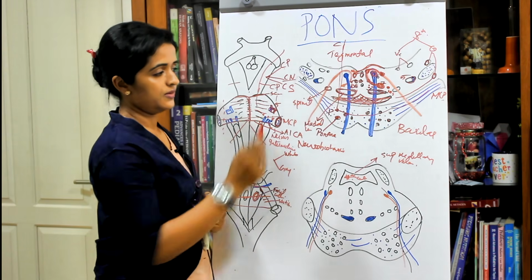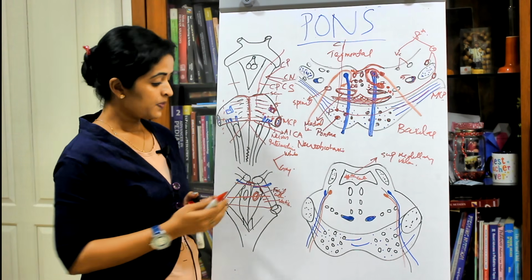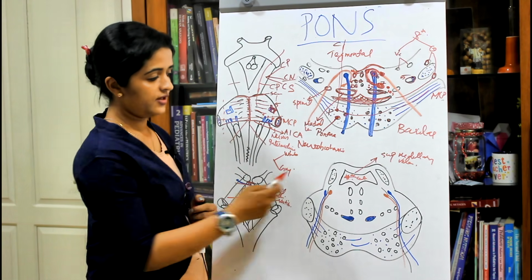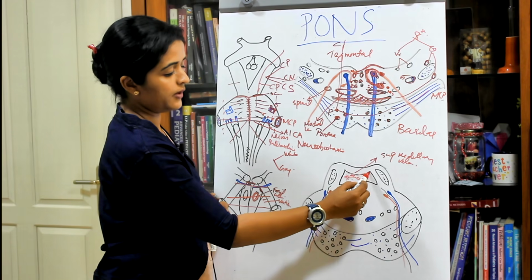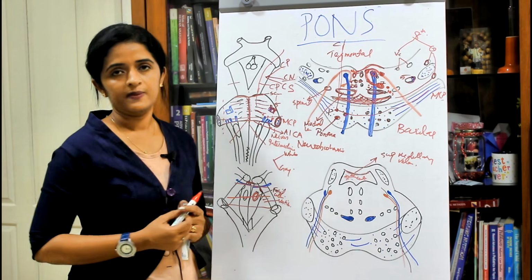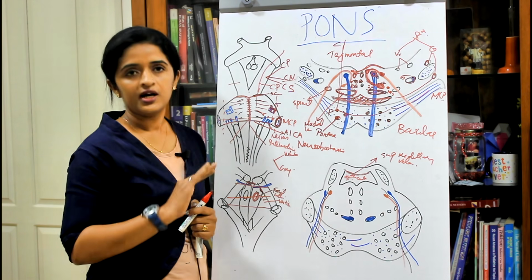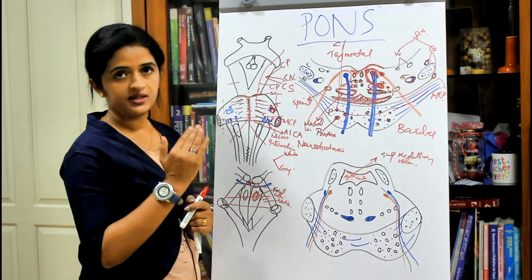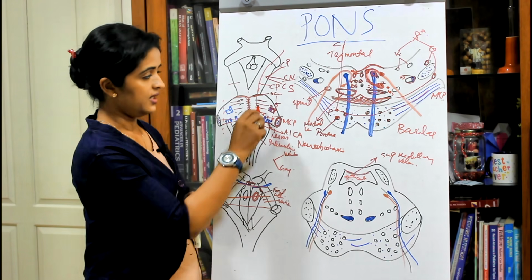Now let's see how it differs in the upper part of the pons. We have already discussed that the fourth ventricle is closed in the upper part by a roof, the superior medullary velum. Again, we will be discussing it under the two main headings, the grey matter part and the white matter part. Grey matter part, we can see here.